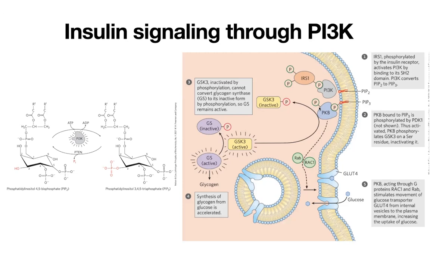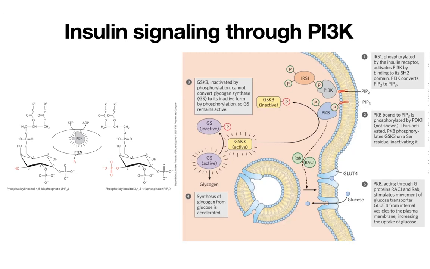Now, this PKB is going to phosphorylate a protein called GSK3. Why do we care about GSK3? Well, GSK3's normal role is to regulate glycogen synthase. Glycogen synthase makes glycogen, remember that's our storage unit for glucose. So it can build glycogen from glucose and help you store glucose.